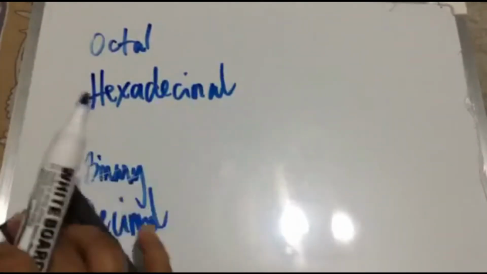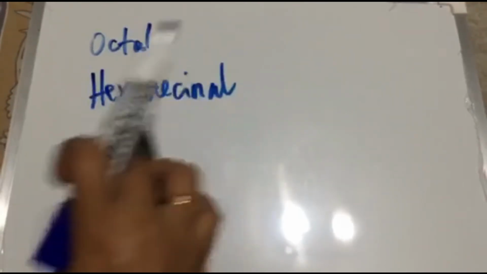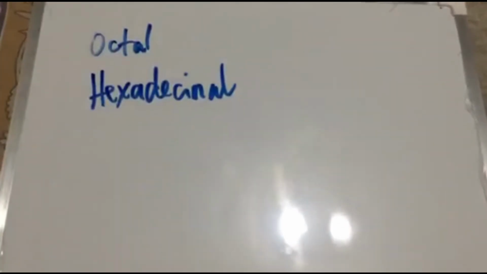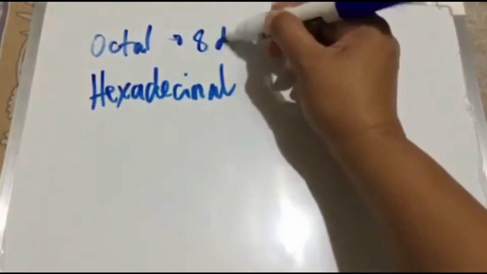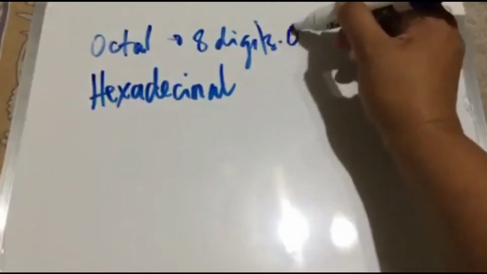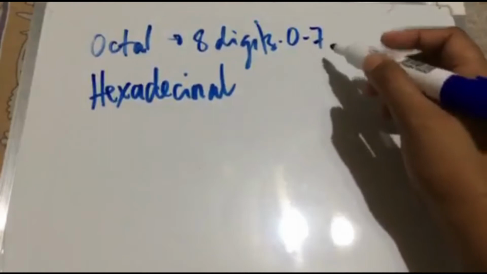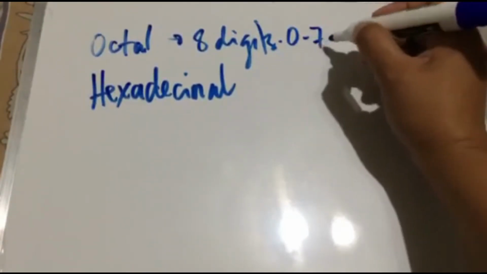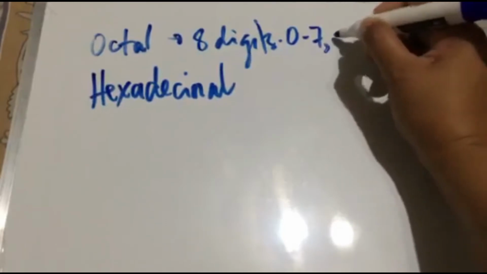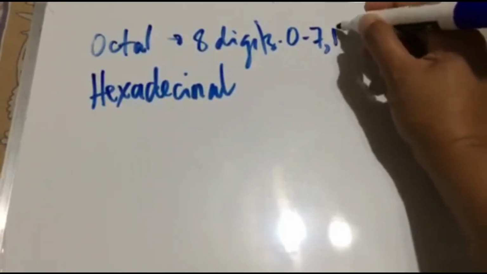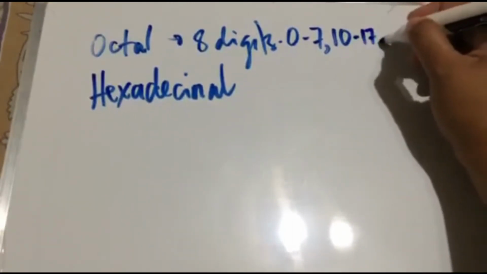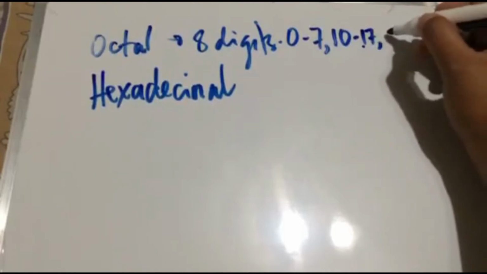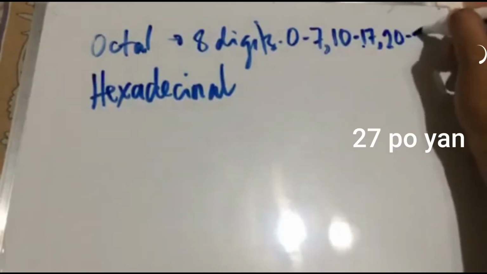For now, we're going to discuss first the octal and binary and hexadecimal. So we know that octal consists of 8 digits from 0 to 7. After number 7 we increment by 1, so 10 up to 17, then increment the second digit, so 20 to 27.